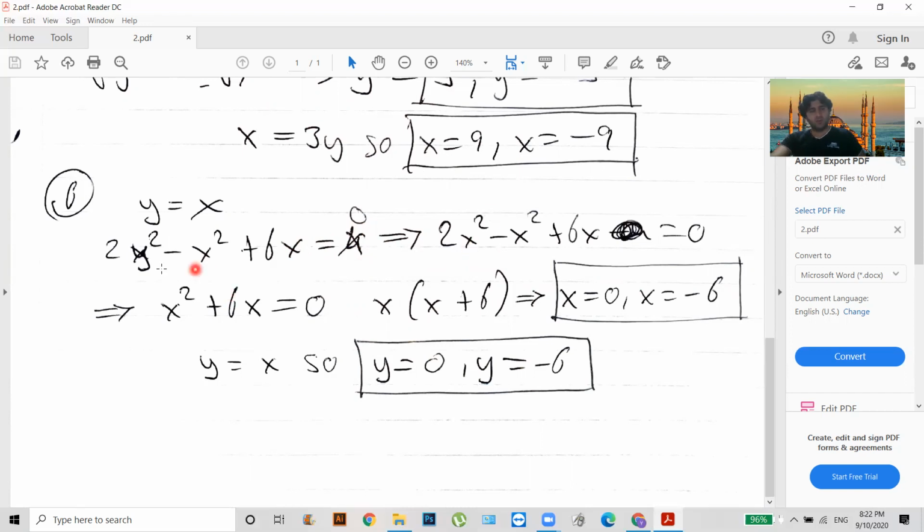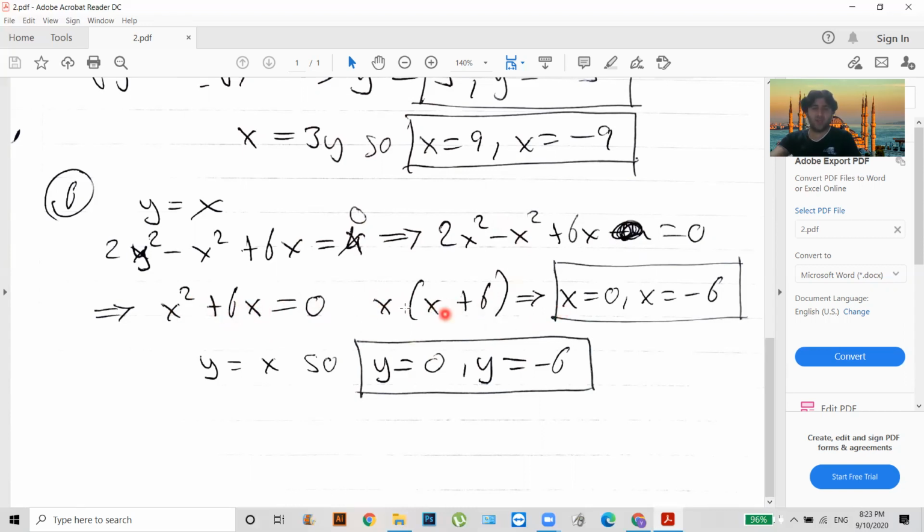Okay, so since y equals x, I need to change all of this y also to x, so that I will have only one unknown variable. So 2y squared, it says here, I'm going to say 2x squared minus x squared plus 6x equals 0. Then it's going to be this, because 2x squared minus x squared will be x squared plus 6x equals 0. Then I'm going to factorize this by using the method of common factor. It's going to be x times (x plus 6). For those that don't remember, x times x, guys, is going to be x squared. x times 6 will be 6x.